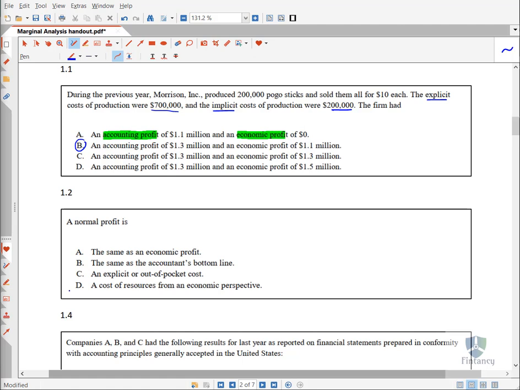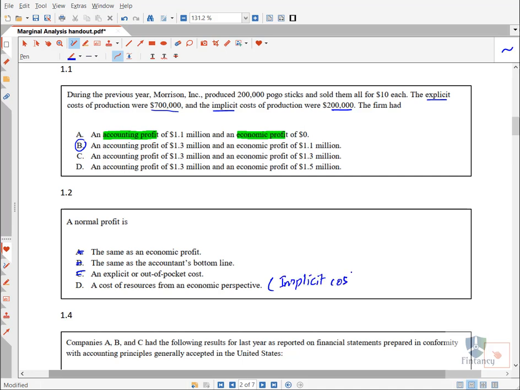In this type of question, you have to use the elimination technique. Normal profit is implicit cost, so that cannot be economic profit. What about the accountant's bottom line, meaning accounting profit? No, that is not accounting profit, that is implicit cost. Then they say explicit cost. No, normal profit is not explicit cost, that is implicit cost. And what's remaining is implicit cost.